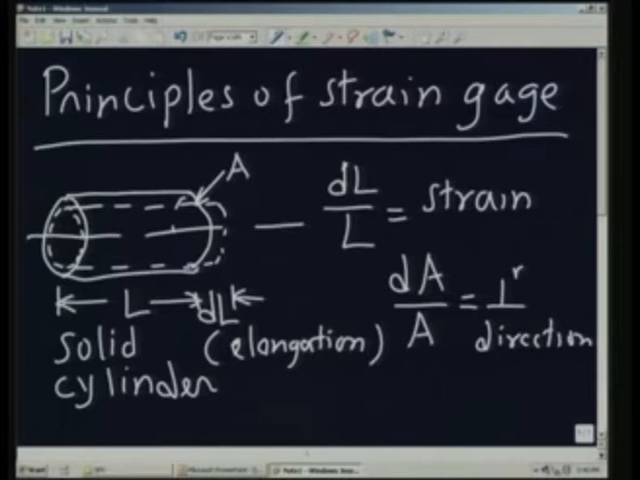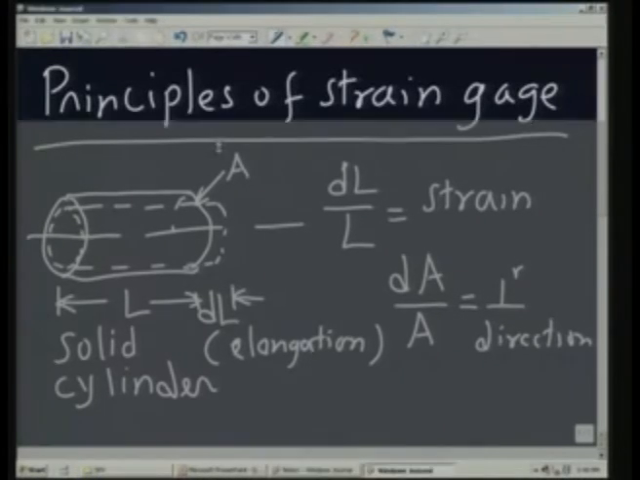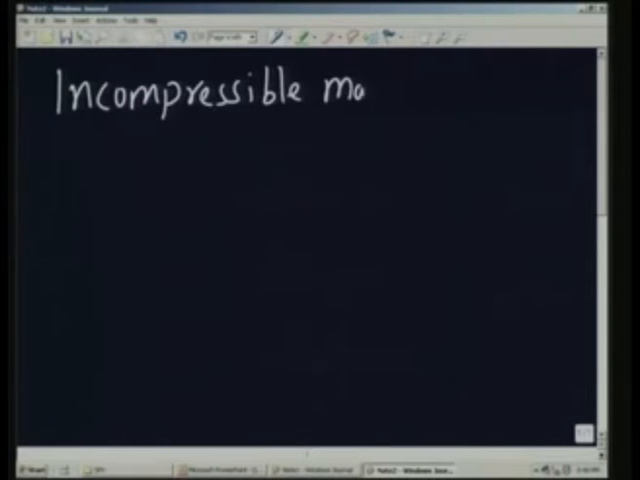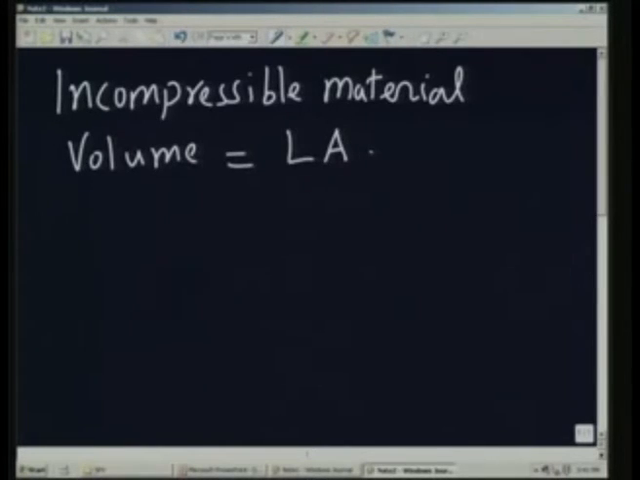A very simple theory which we can look at is the case of an incompressible material. This is not necessarily correct. Suppose we do that, let us assume that the material is incompressible. That means, what does it mean? It means that the volume, which is equal to the product of L and A, is constant.